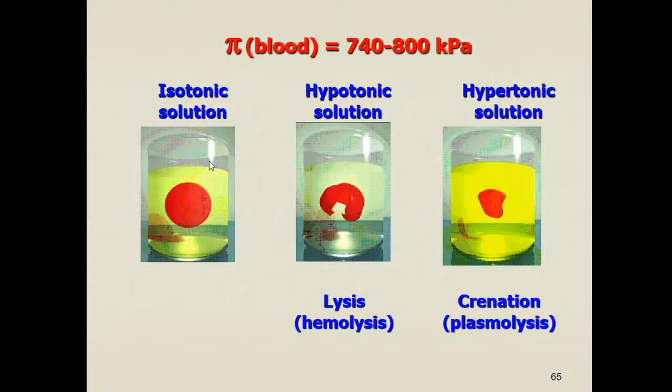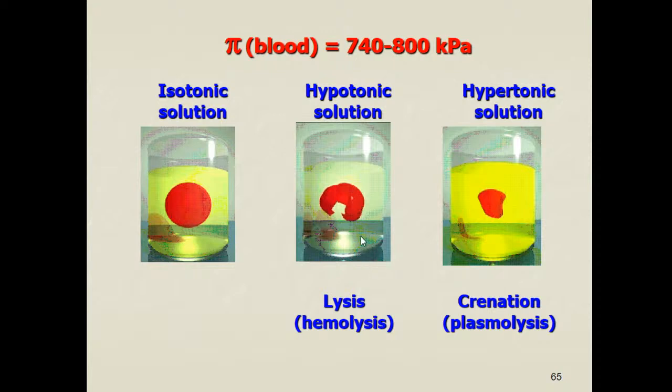Solutions with the same osmotic pressure as blood are known as isotonic to blood. There is no change in shape, water in, water out. It's diffusion through a semi-permeable membrane. If the solution has a lower concentration of electrolytes and non-electrolytes than inside the red blood cells, that means the solution has lower osmotic pressure than blood. Such a solution is known as a hypotonic solution, and lysis or hemolysis appears.